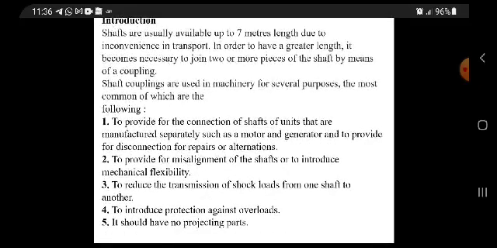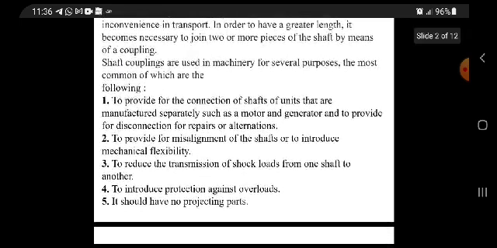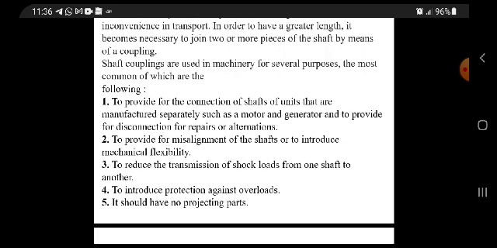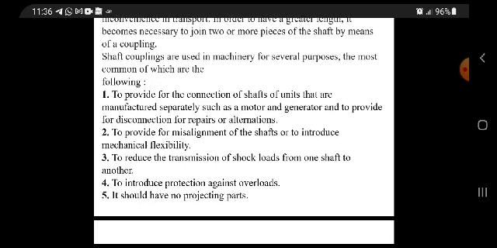First, to provide for the connection of shaft units that are manufactured separately, such as a motor and generator, and to provide for disconnection for repairs or alterations. Next, to provide for misalignment of the shafts or to introduce mechanical flexibility. Then, to reduce the transmission of shock loads from one shaft to another, and to introduce protection against overload. It should have no projecting parts.